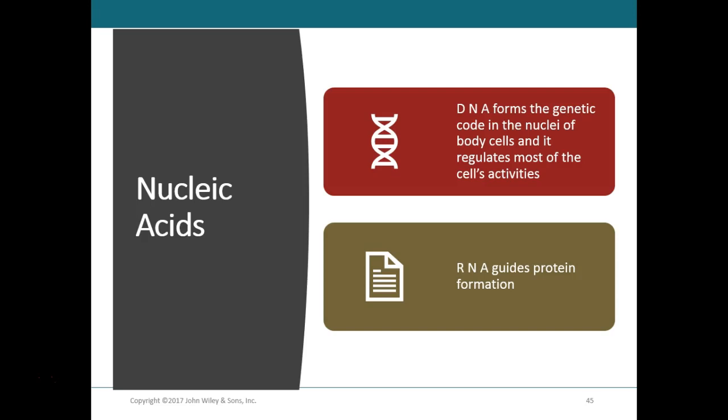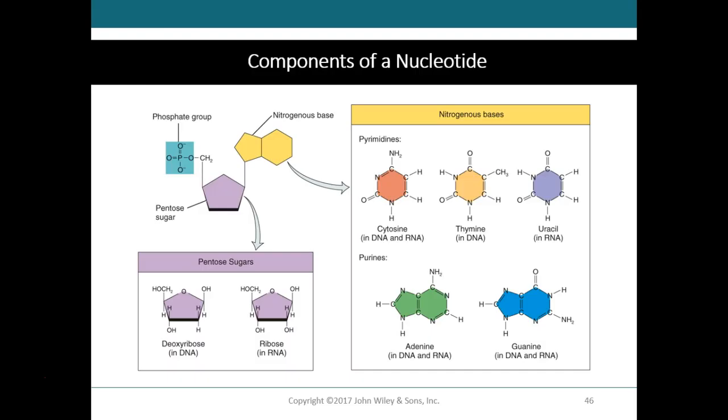All right, another category of organic macromolecules are the nucleic acids. The one that you hear the most about typically is DNA, deoxyribonucleic acid. DNA is going to store genetic information in the nucleus of body cells and helps to regulate most of the cell's activities. RNA, ribonucleic acid, helps to guide the formation of new proteins based on the information that's stored in the DNA.